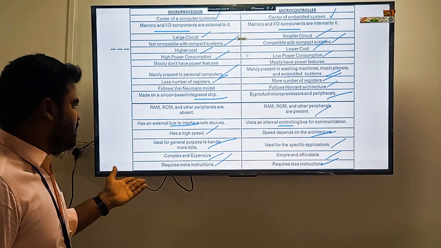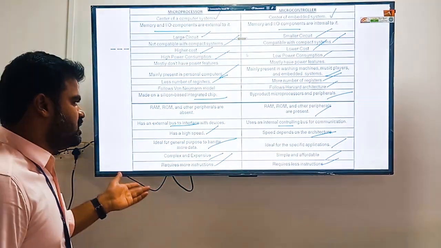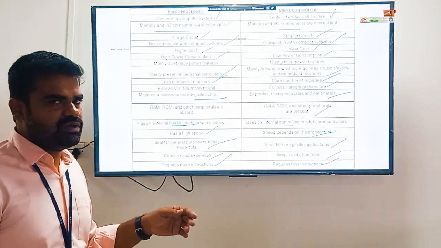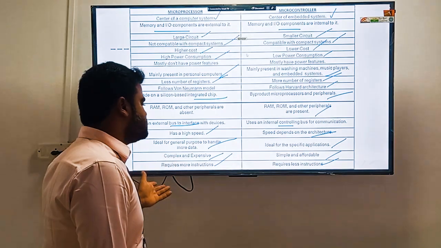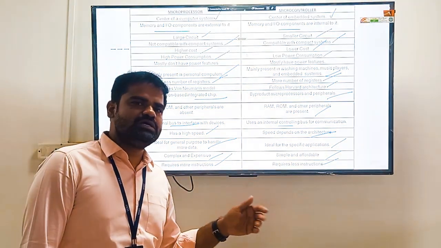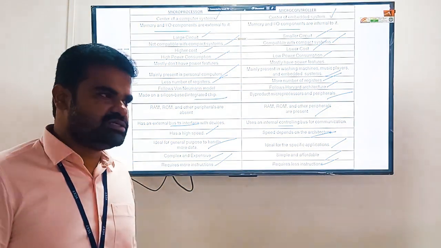Next one, the microprocessor is complex and expensive, while the microcontroller is simple and affordable. The microcontroller requires fewer instructions for doing some operations, and the microprocessor uses a large set of instructions.